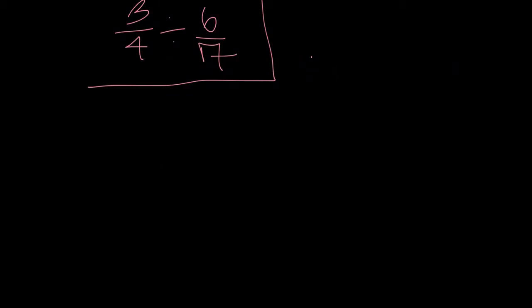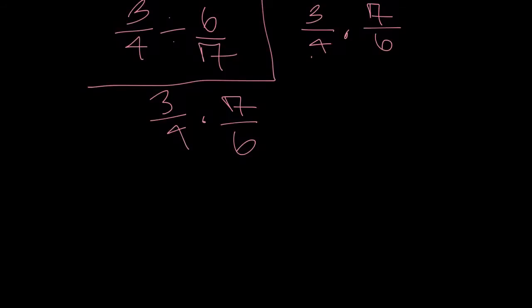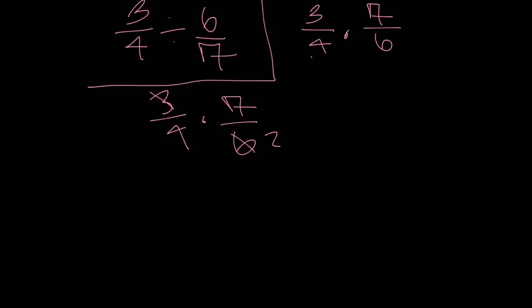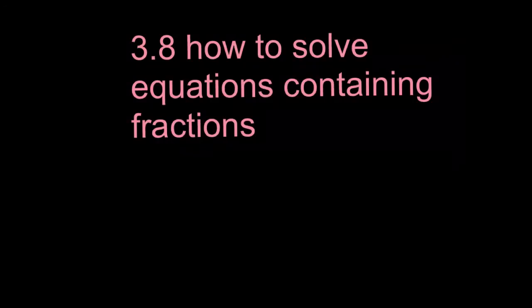Okay, so first we need to rewrite the problem. So the rewritten problem will be 3/4 multiplied by 7/6, because we're going to use the reciprocal of 6/7. So 3/4 times 7/6. And we can actually cancel out 3 and 6 because 3 can go into 6 twice and 3 can go into 3 once. So this is going to equal 7/8. And that's your answer.